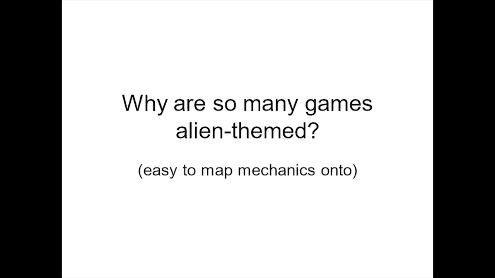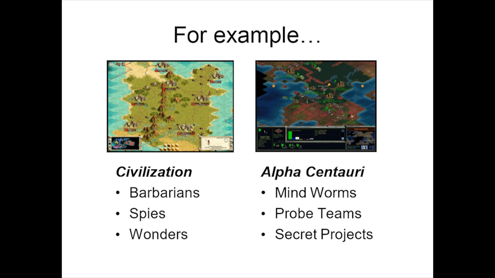And here is sort of the classic example. Alpha Centauri is basically a sci-fi skin version of Civilization. And you can see that they were able to carry over quite a few of the mechanics on a one-to-one basis from the historical world into the future one, where barbarians become mind worms, spies become probe teams, and so on. And then once they were in that world, they were able to add in new mechanics that didn't exist in the previous Civilization games just because they had the freedom of sci-fi.